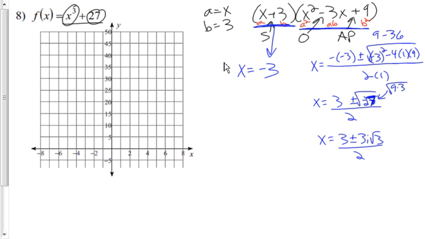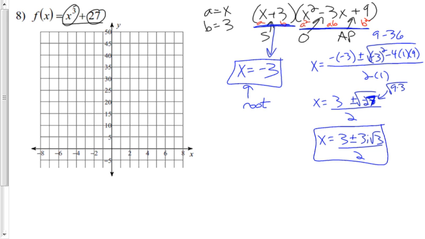So those are the three solutions. This is the only root, because it's the only real solution, but these are two other solutions that we also get. Now, we're not going to see these on the graph, though, because they are imaginary.